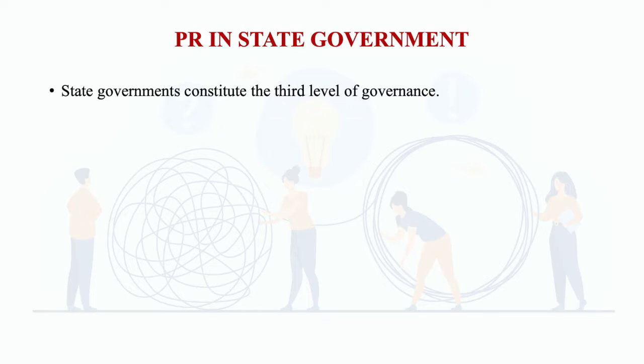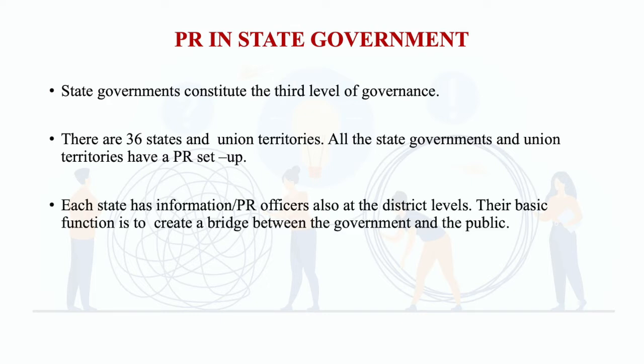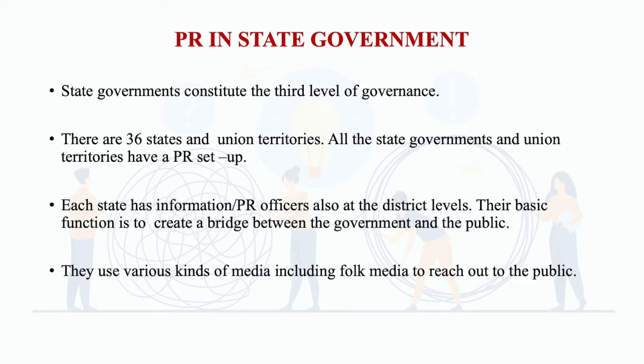Then public relations in state government. State governments constitute the third level of governance. There are 36 states and union territories in India. All these state governments and union territories have a PR setup, and generally it is headed by the Directorate of Public Relations, and they have information PR officers, also at the district level. The basic function of state PR is to create a bridge between the government and the public. They use various kinds of media, including folk media, to reach out to the public. They even go up to the village level, and it can be, again, as we spoke in the beginning, proactive public relations. They tell about their welfare states.